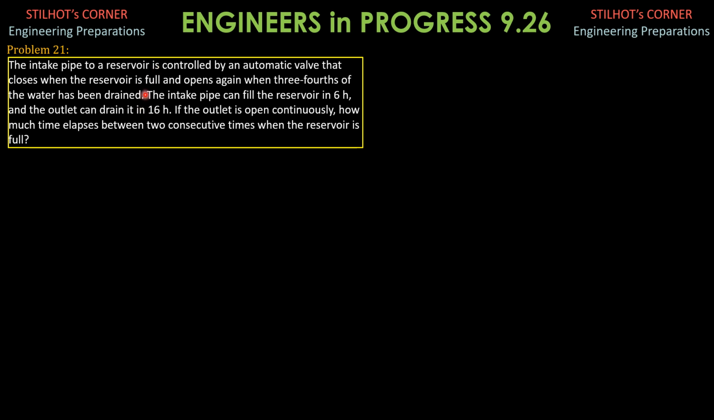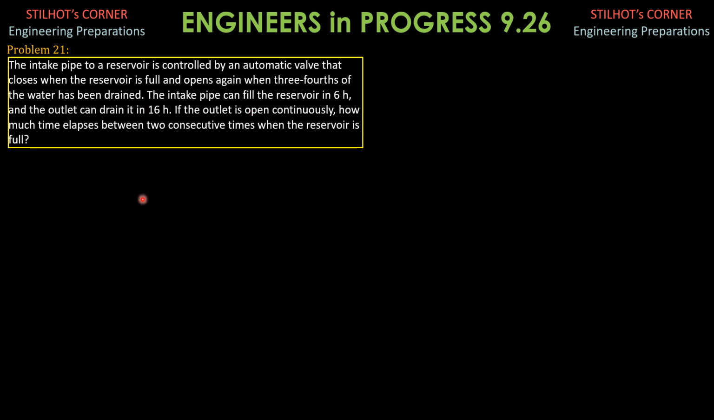When the reservoir is full, the intake pipe will automatically close, and since the outlet pipe is continuously open, it will drain the reservoir until such time that three-fourths of the water has been drained. And from there, automatically the intake pipe will be open again. And of course, the outlet pipe is always open. So there are two situations here.